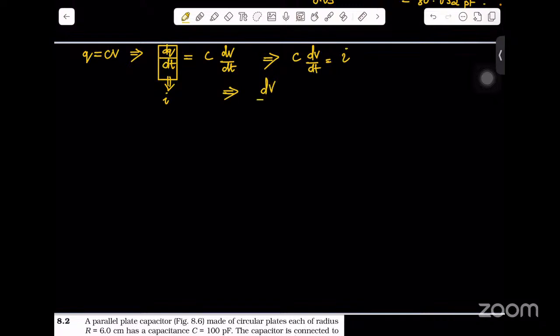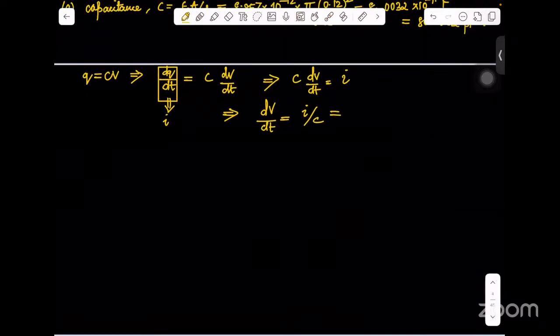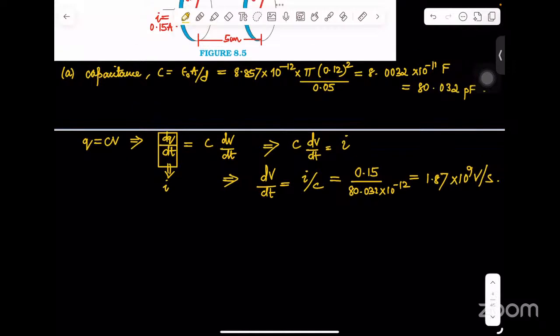We need to find the rate of change of potential difference, that is dV upon dt, which is I upon C. We have been given the value of current in the circuit, which is 0.15 amperes. So let's plug in the value: 0.15 upon the value of capacitance, which was 80.032 picofarads into 10 raised power minus 12. If you solve this, you get 1.87 into 10 raised power 9 volts per second, the rate of change of potential difference.